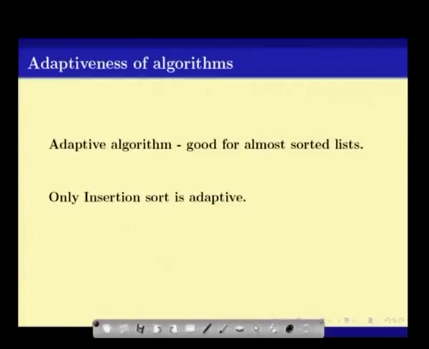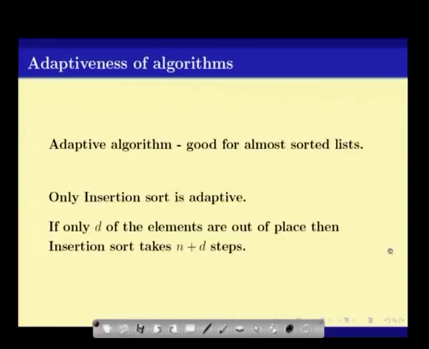And unfortunately, among all these four algorithms that we have seen, insertion sort is the only adaptive algorithm. In other words, if only d of the elements are out of place, then insertion sort will take only n plus d steps. For no other algorithm, that is quick sort, merge sort or heap sort, does adaptiveness work. So, this clearly shows that insertion sort also has a lot of advantage.